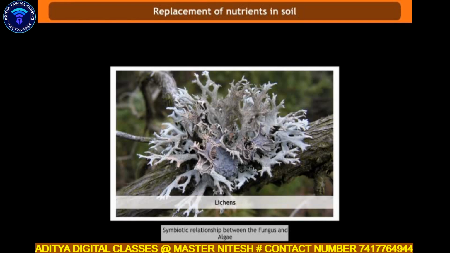Another example of symbiotic relationship is lichen. It is the association of fungi and algae. The fungus provides the minerals and water along with shelter to the algae, and this in turn prepares food as it contains chlorophyll.